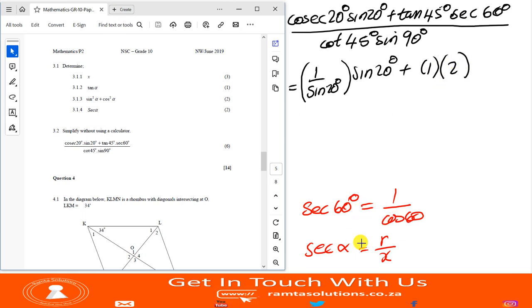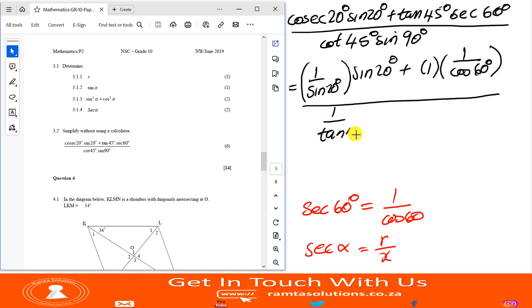You don't have to show this, it's okay. But even if you prefer to show it, for those that prefer to show it, say this is 1 over cos 60. Then let's go to cot. What is cot? Cot is 1 over tangent. So it's 1 over tan 45 degrees.